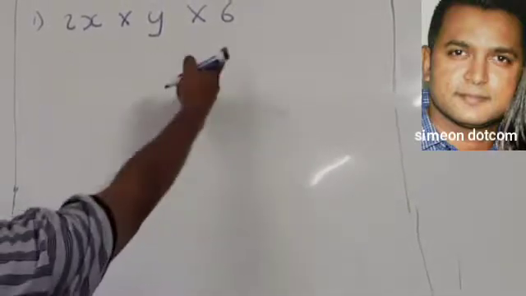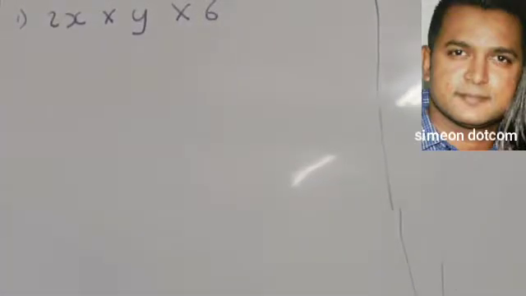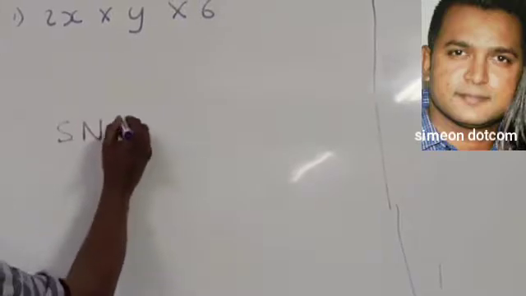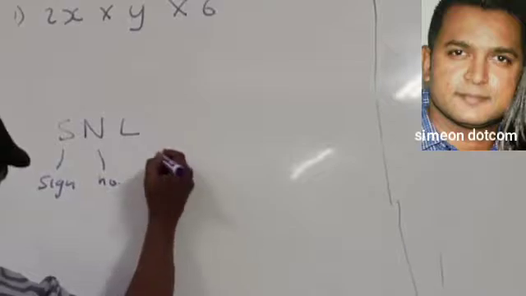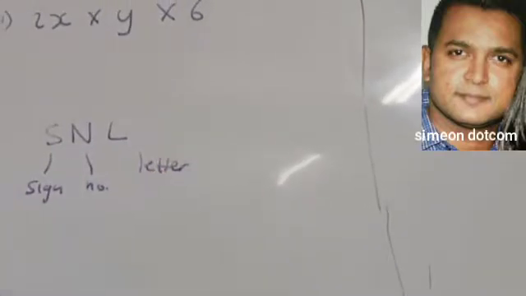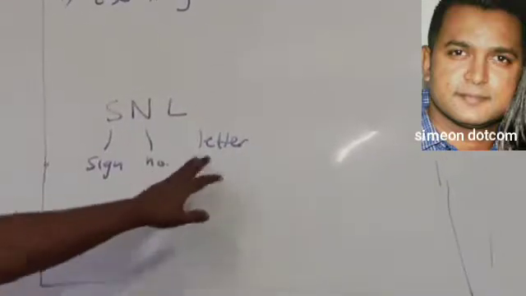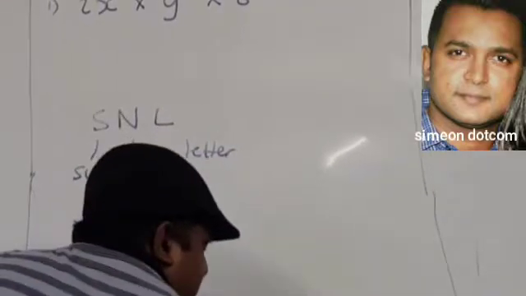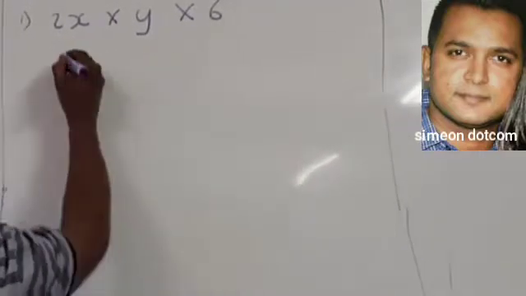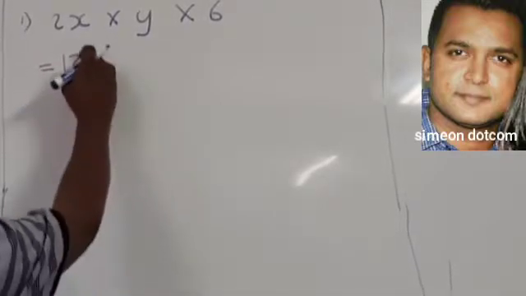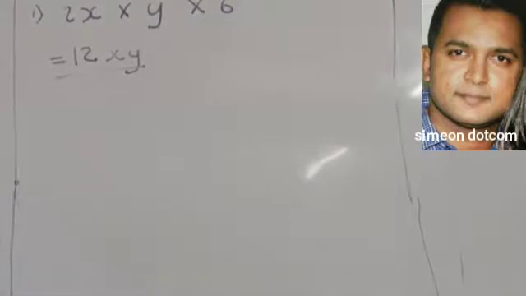So for instance, if you look at this here, it's 2 times 6, you multiply the numbers first. Remember, we deal with something called SNL, which means the sign, the number, and the letter. So you look at signs first when you multiply, then you multiply the numbers, then you multiply the letters. This is in terms of multiplication. So we have 2 times 6 is 12, and x times y, and you put it in this order here. So you get 12xy.